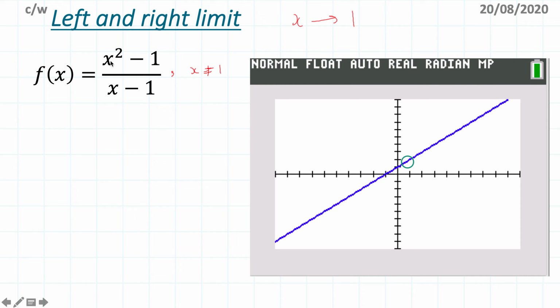Another thing to note is the second strategy, which is substitution. If I substitute directly, I'm going to get an error, so I can't do it, because I'll end up dividing by 0 here. Let's use the third strategy, which is simplification.